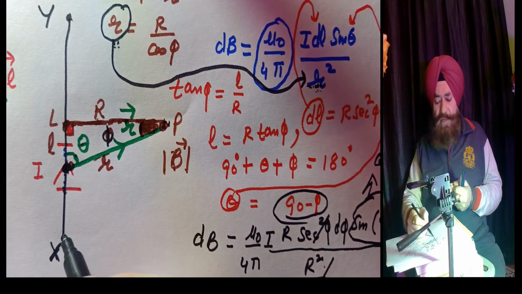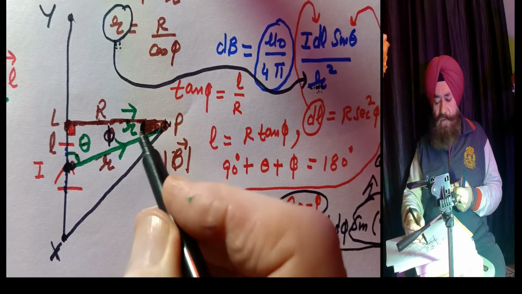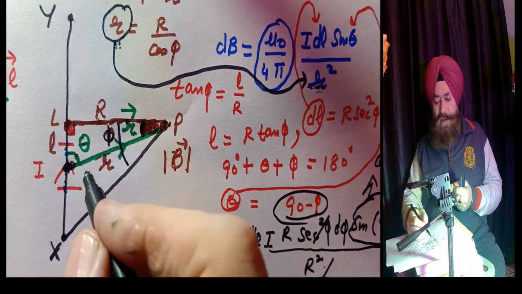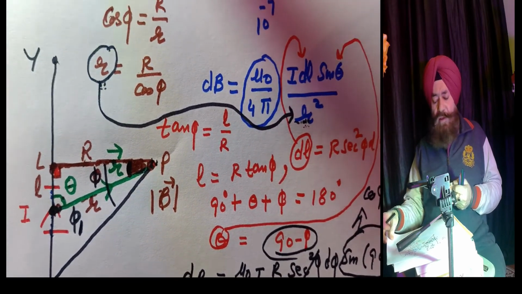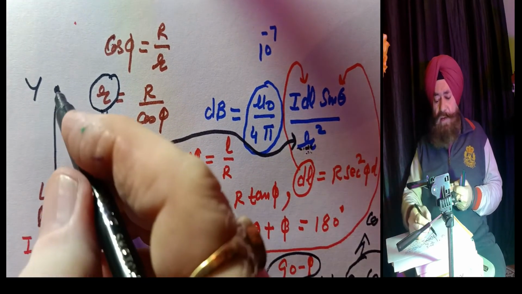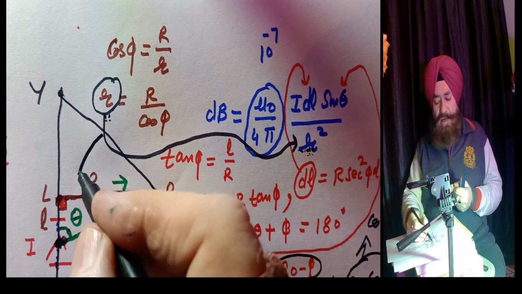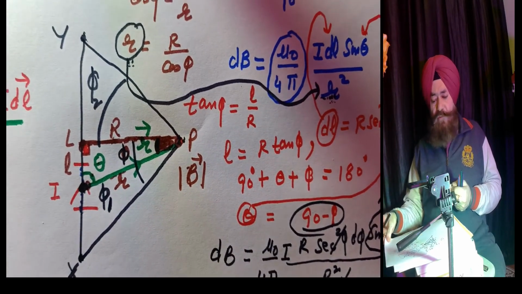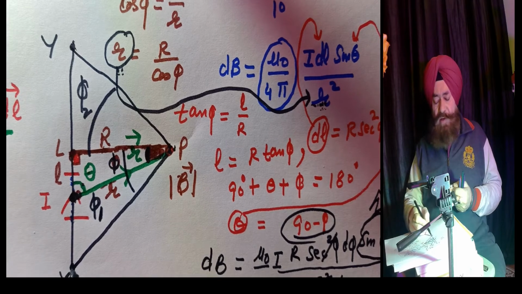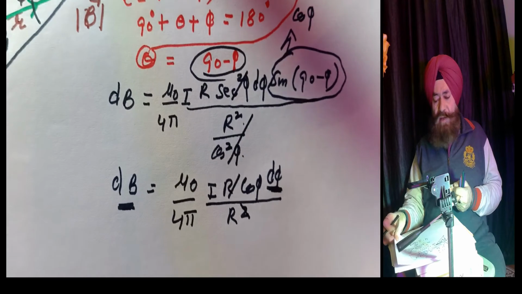Now if I consider this end x, then instead of phi I will write this angle phi 1, okay, and now I connect y to this point, and this angle is phi 2. So if I am interested in the magnetic field for this length x to y, then I will integrate this expression.